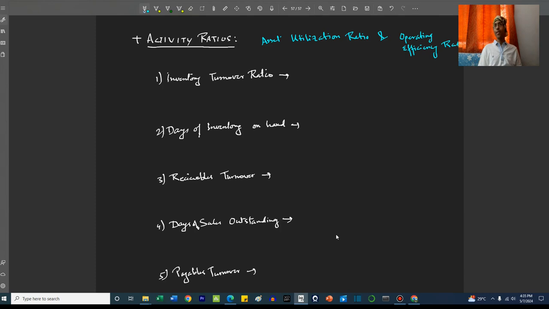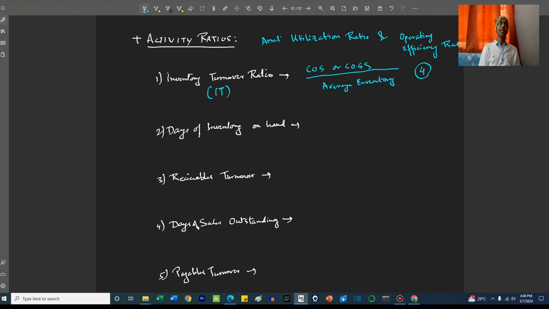Among them, the first one is the inventory turnover ratio. This is defined as the cost of sales or cost of goods sold divided by average inventory. So let's say the cost of goods sold divided by the average inventory comes to a value of 4.